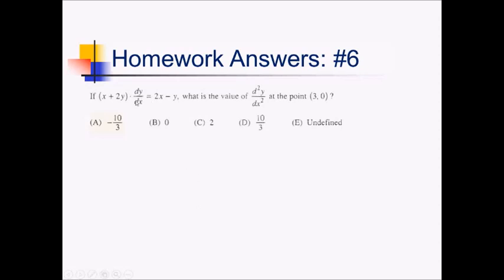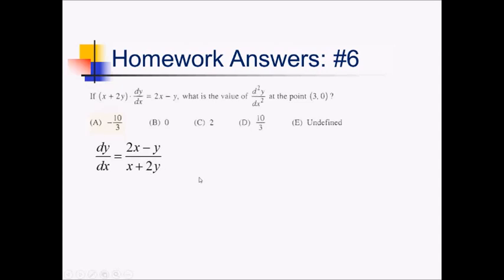On this problem, I've got this crazy equation here with a dy over dx in it, and I want the value of the second derivative at the point 3, 0. Well, to get the second derivative, it sure would be helpful if I knew the first derivative. So let me isolate dy over dx. Now the good news is they kind of did a lot of the work here for us. All we have to do is just divide by x plus 2y. So really not that bad of a process. So dy over dx then is just 2x minus y over x plus 2y. And unfortunately, there's no way to reduce or cancel anything. So this is what it is.